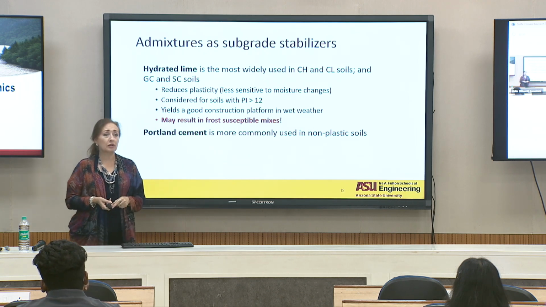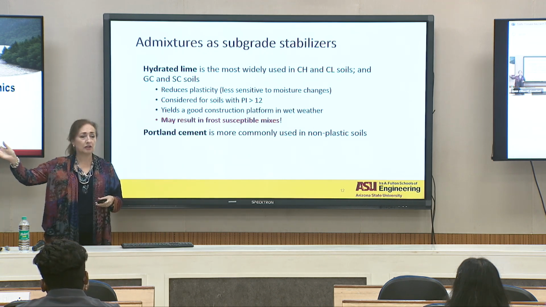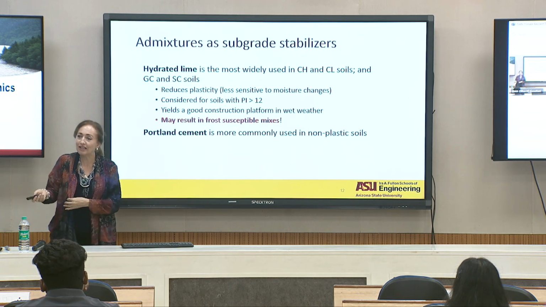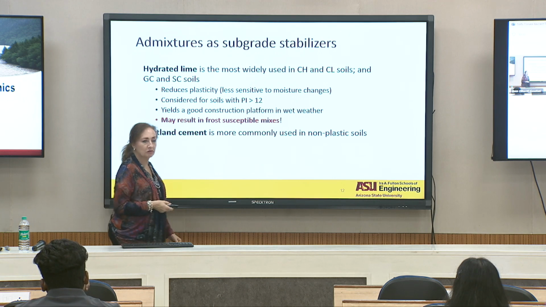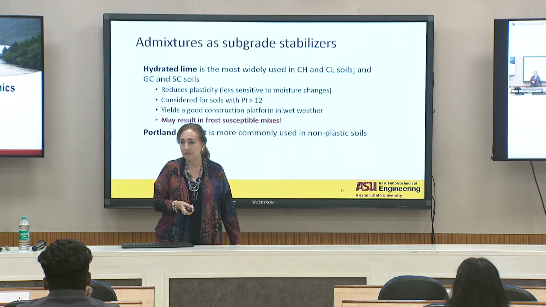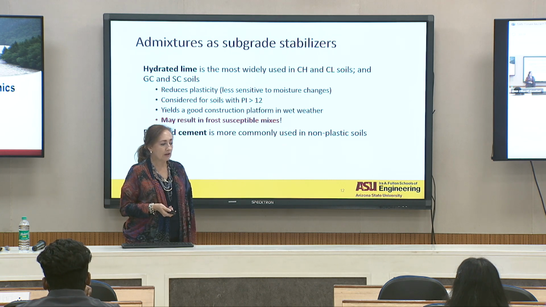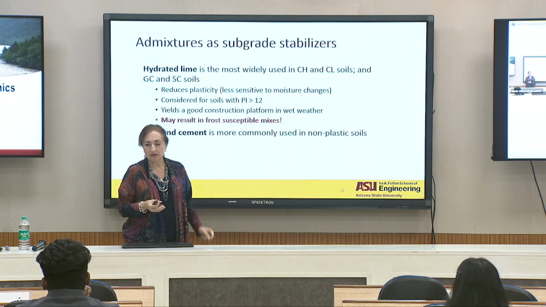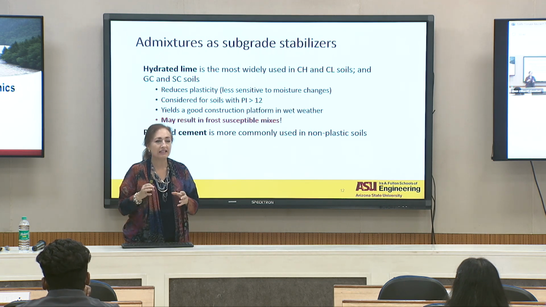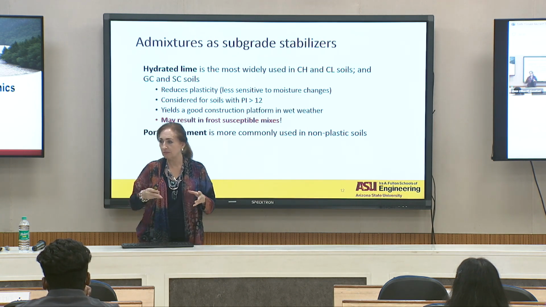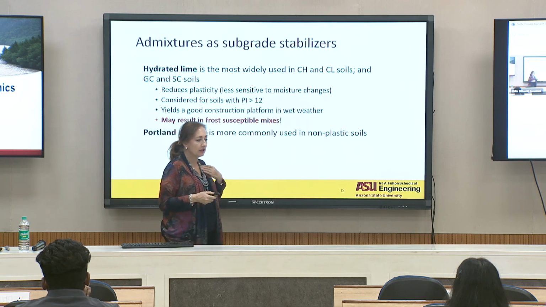It's usually considered when the soil has a PI greater than 12; they don't even measure swelling. They just go and stabilize. Not a good practice, but that's what they do, right? If they have the money, fine, just go ahead and do it. But it may also result in frost-susceptible mixes because the soil is going to behave a little bit more like a silty material, okay? So you are probably fixing one problem, but you might be making another problem.